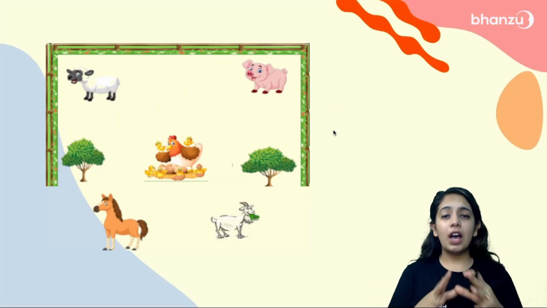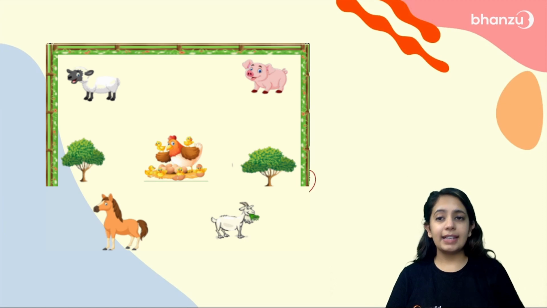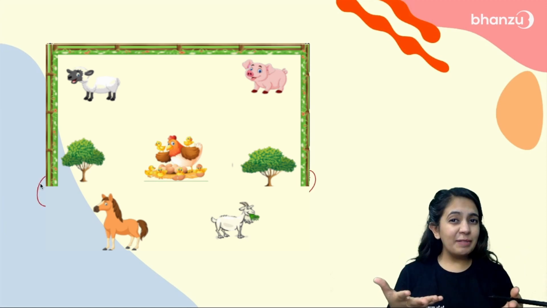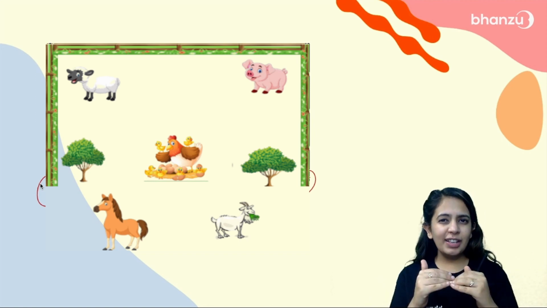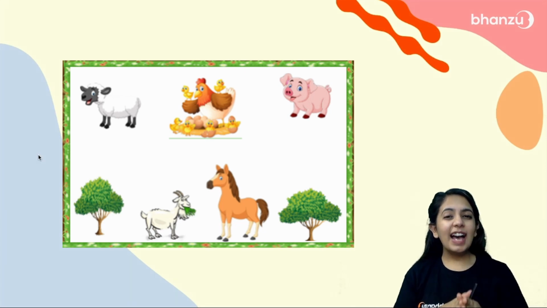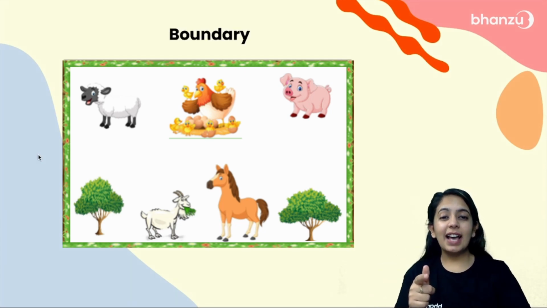Alright, since this farm is open because of these two unconnected endpoints, let's make this closed and help Jake. So how to make it closed? By joining these endpoints? Absolutely right. So now this looks closed. Now it has all of its four sides. That is, it has a boundary.